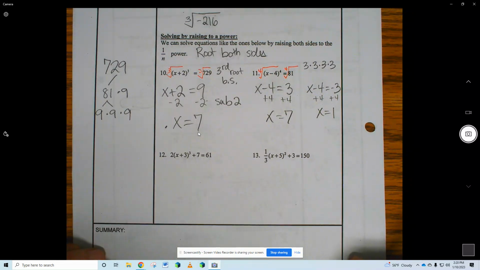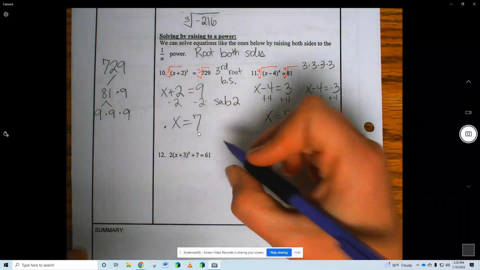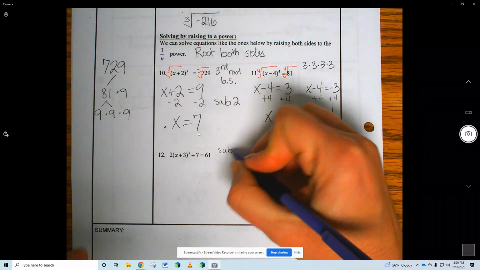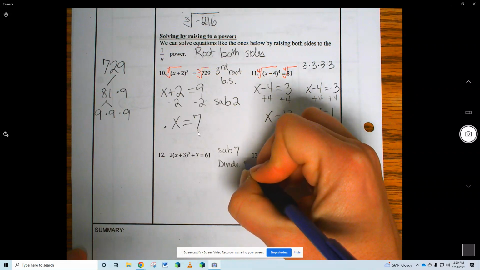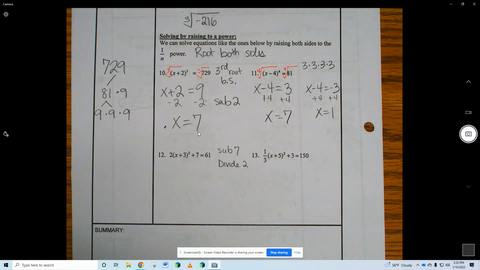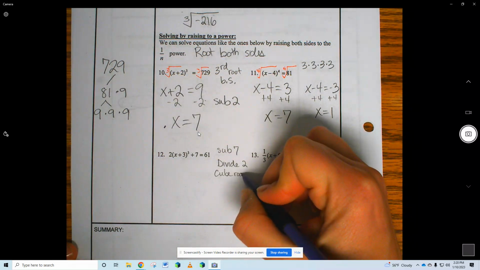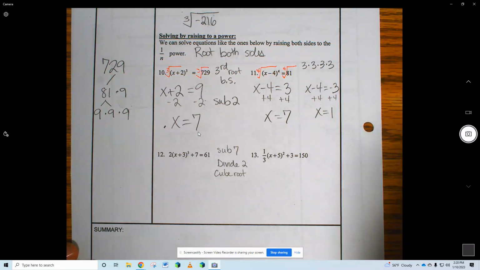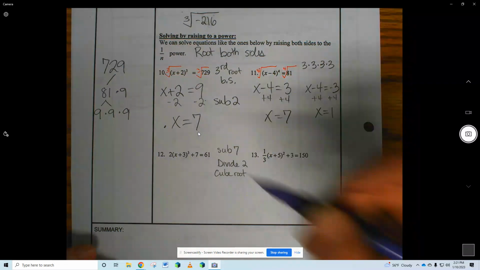So on number 12 and 13, I'm going to isolate the variables. So first job, subtract 7 both sides, then divide by 2, and then I'll have the parentheses isolated. Then I cube root both sides. So, slowly but surely. First job is to subtract 7 both sides. And then, okay, one thing at a time, right?